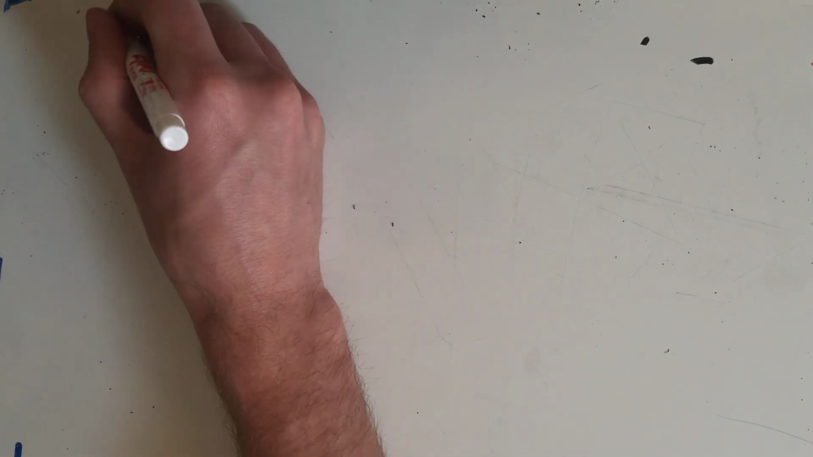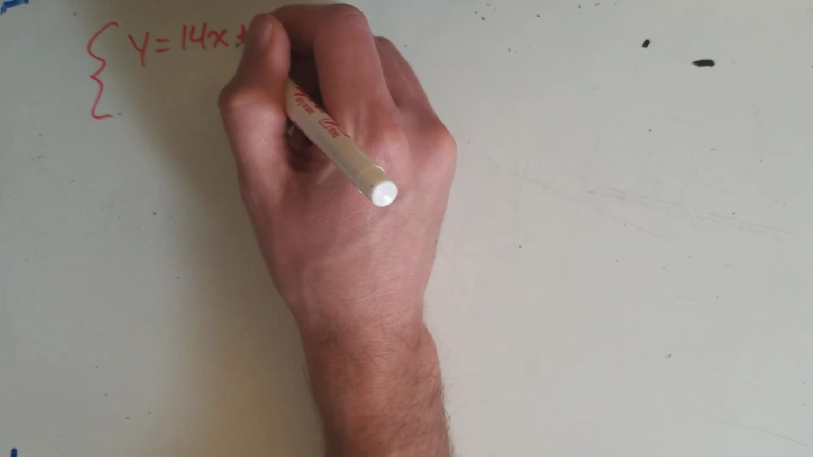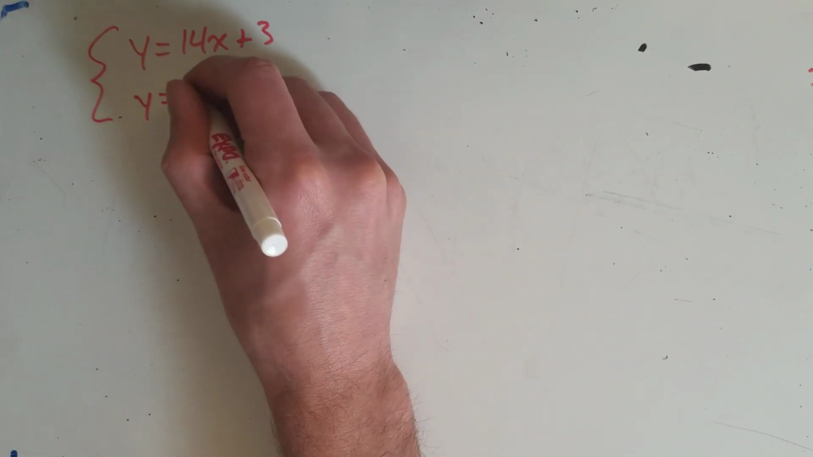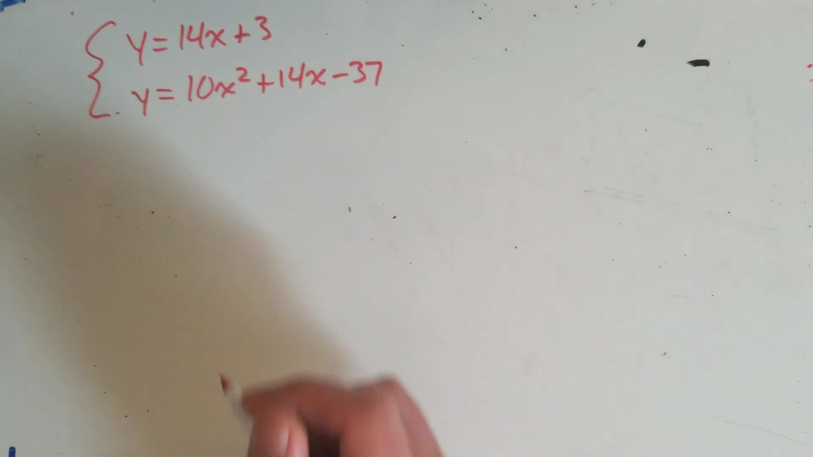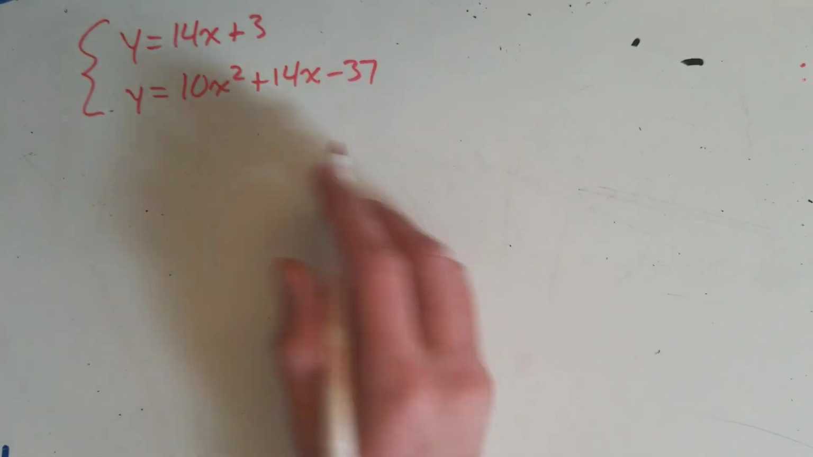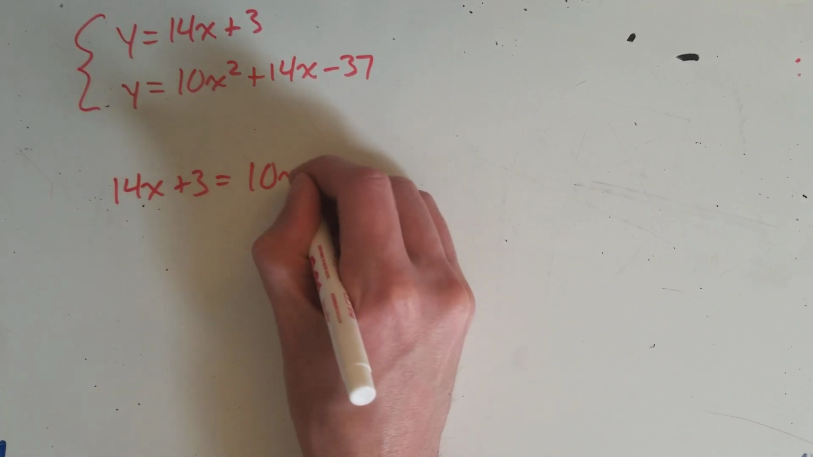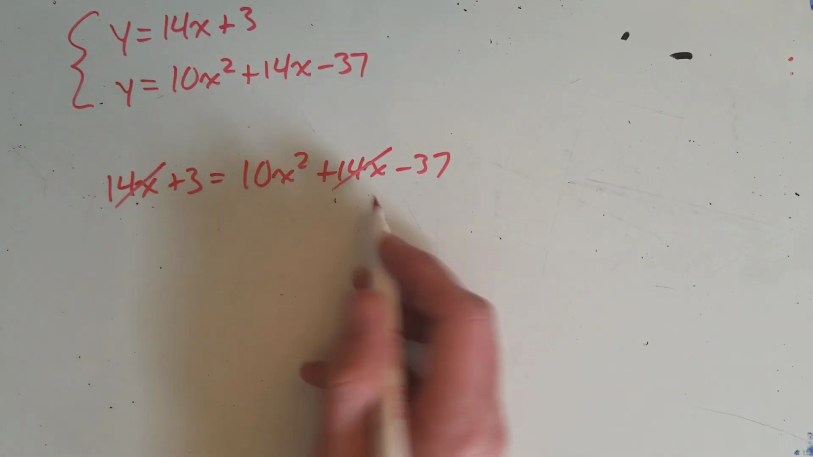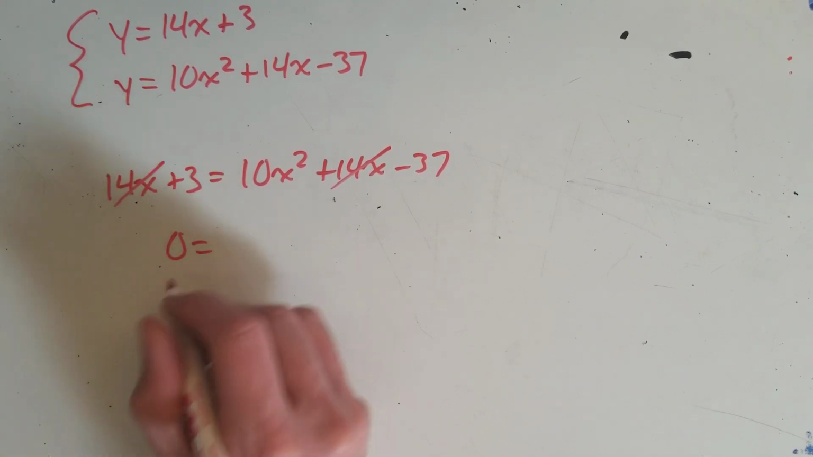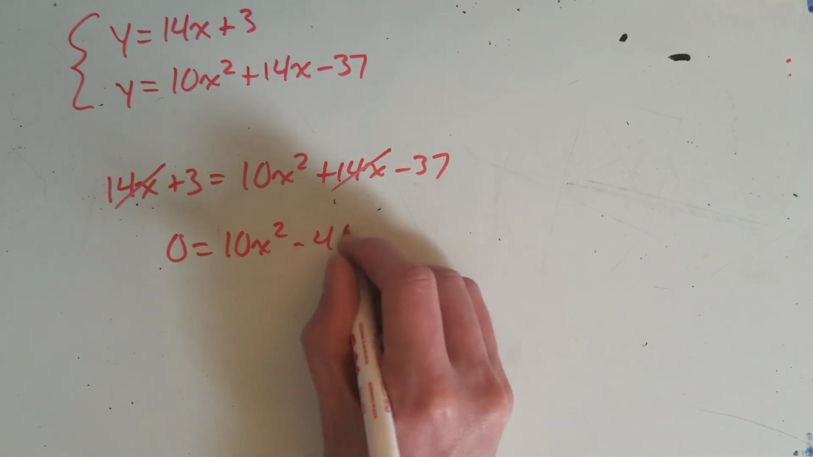So our next system, let's see, we have the equation y is equal to 14x plus 3, and then we have the equation y is equal to 10x squared plus 14x minus 37. So again, if we want to solve, I'm going to use substitution here. 14x plus 3 is equal to 10x squared plus 14x minus 37. The 14x's, you're going to get them to the same side, and they're going to cancel. To get 0 over here, we would subtract 3. So we'll have 10x squared and then minus 40.